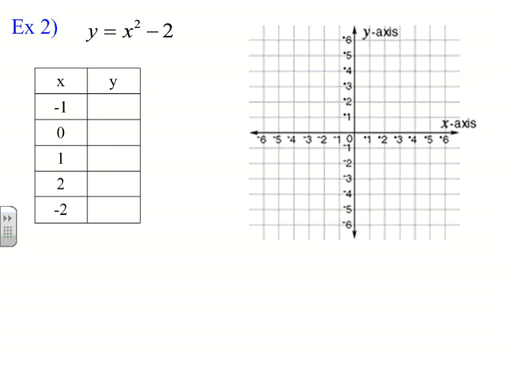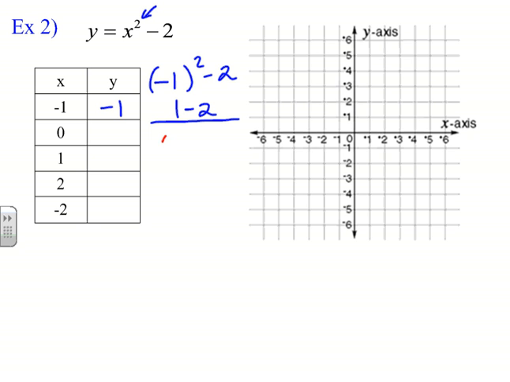Now let's take a look at this one, y = x² - 2. And the only difference between this example and the previous one is this exponent. This exponent has changed it. Let's see how that's going to affect our graph. Let's put a -1 in, and we'll take a -1 and square it, and then subtract 2. Well, -1 times -1 is +1, and 1 minus 2 is -1.